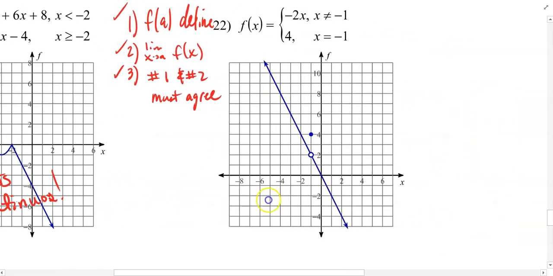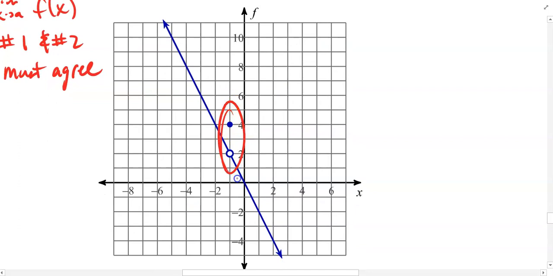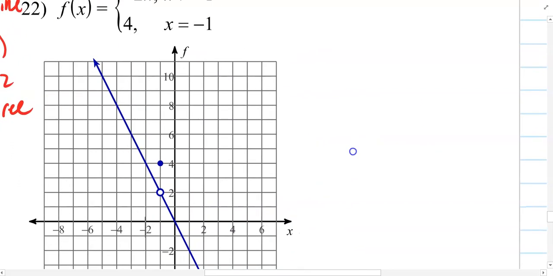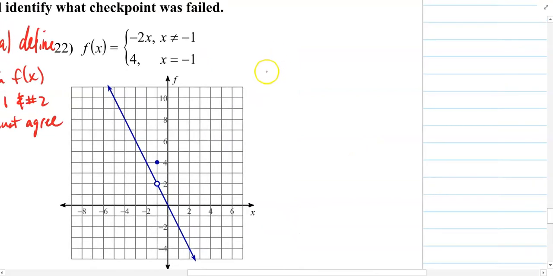For 22, we have this anomaly that exists right here, and you might recognize that this is a discontinuity. We know that the function is defined. It passes checkpoint 1. We would like for the function to be equivalent to this data point right here on the rest of the graph, but it's not. It is well defined elsewhere, though, so we're okay with checkpoint 1.